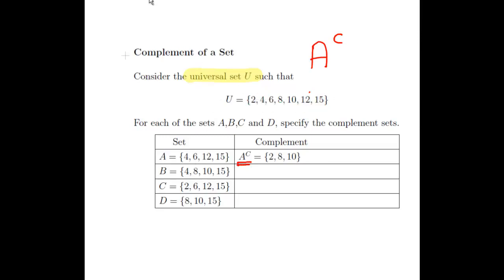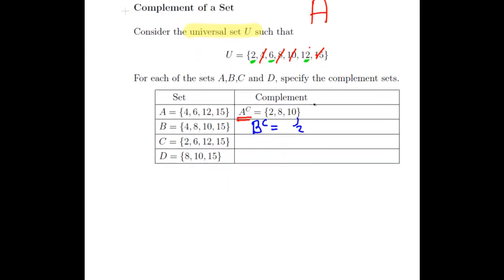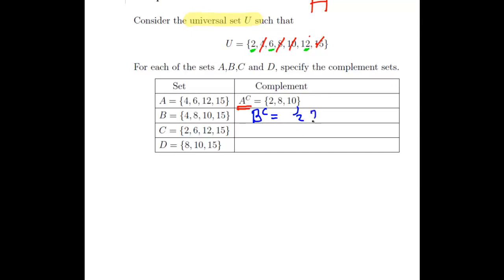Okay, so the complement of B is, let's exclude 4, 8, 10 and 15. And what we get left with is 2, 6 and 12. Is that right? Yeah, 2, 6 and 12. Okay. And just actually specify it as a set. Okay. 2, 6 and 12. I just made a bit of space there. Okay. So I put it center screen.